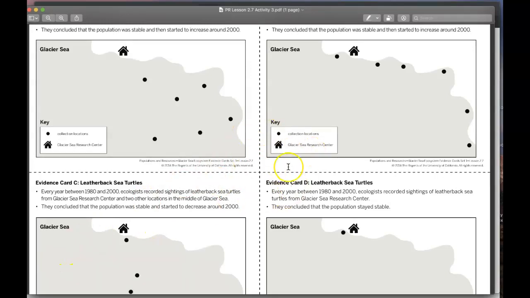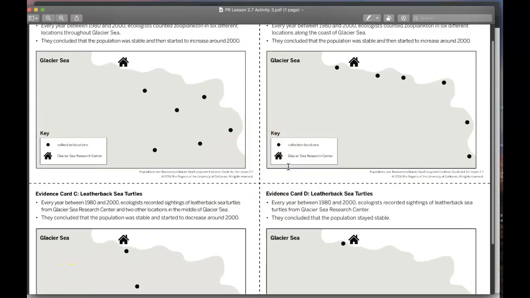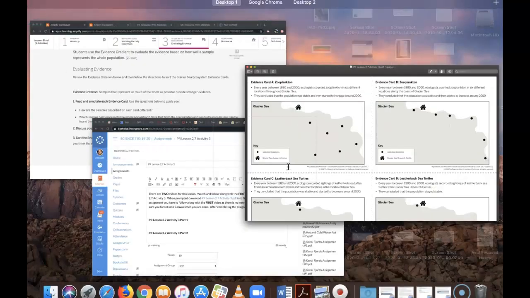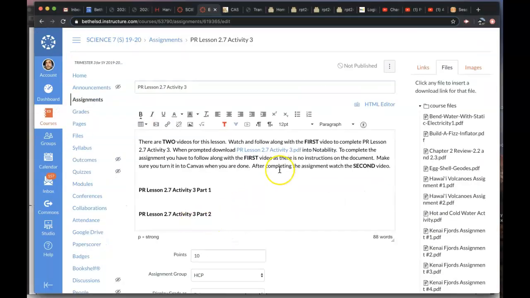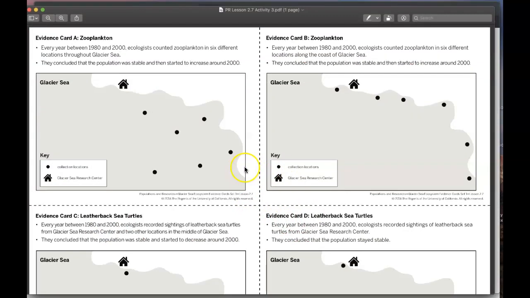Make sure you turn this in to Canvas when you're done, and then you need to watch the second video. We're going to talk about this and what sort of implications these pieces of evidence have on if we can choose claim 1 or claim 2. So turn this in to Canvas when you're done, and then watch the second video.